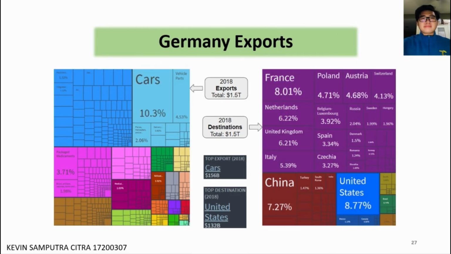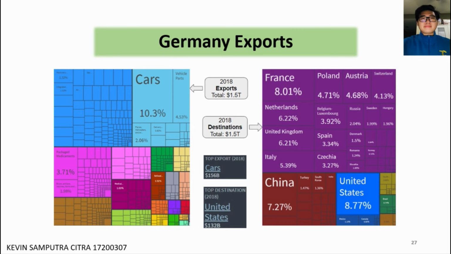Similarly, there are two visualizations for exports. The left visualization is Germany exports in 2018. The most recent exports of Germany are led by cars $156 billion, vehicle parts $68.1 billion, packaged medicaments $55.9 billion, planes, helicopters and spacecraft $30.9 billion, and blood, anti-sera, vaccines, toxins and cultures $29.7 billion.